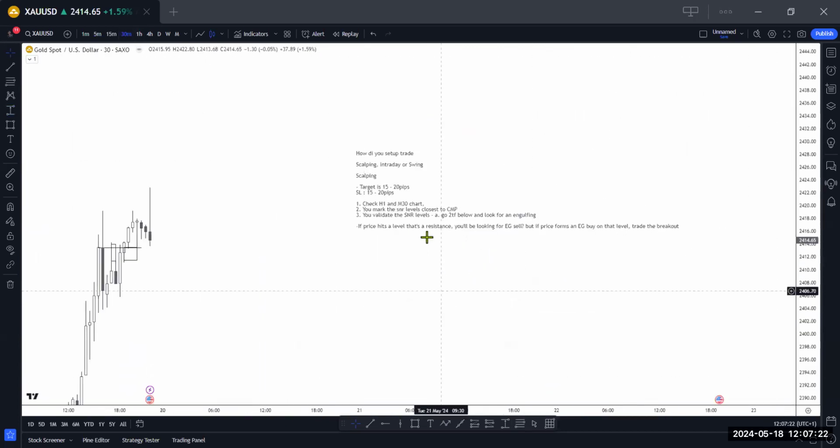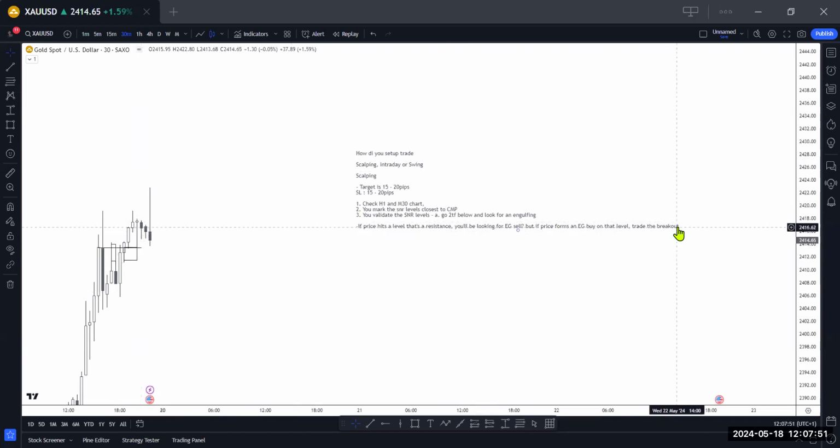So I said for scalping, you check H1 and M30 charts. You mark the SNL levels closest to current market price. You validate the SNL level. And one of the ways to validate is to go 2 time frames below and look for an engulfing. If price hits a level that's a resistance, you'll be looking for EG sell. But if price forms an EG buy at that level, so it has to be at the level, then you trade the breakout. Price formed EG buy, breakout, price returns, that's your trade, and then you enter the trade.